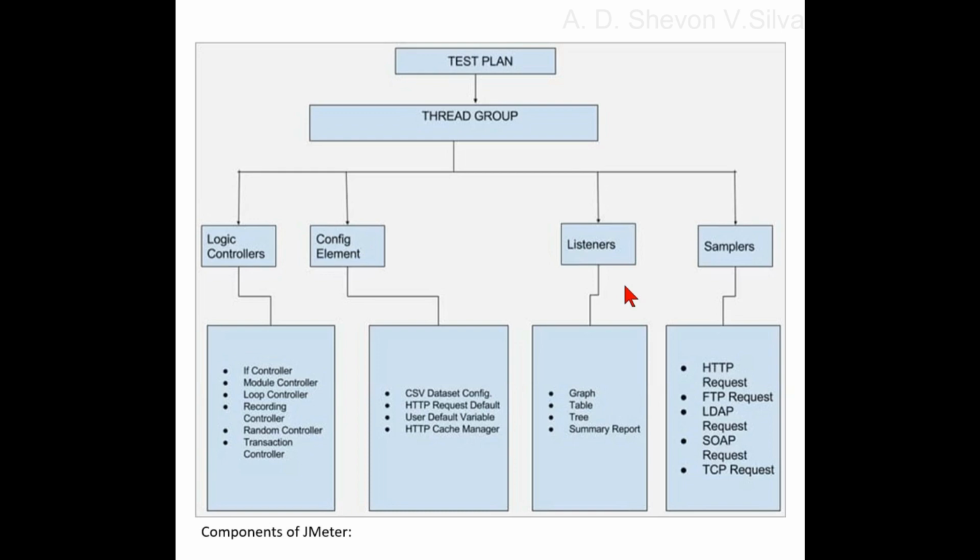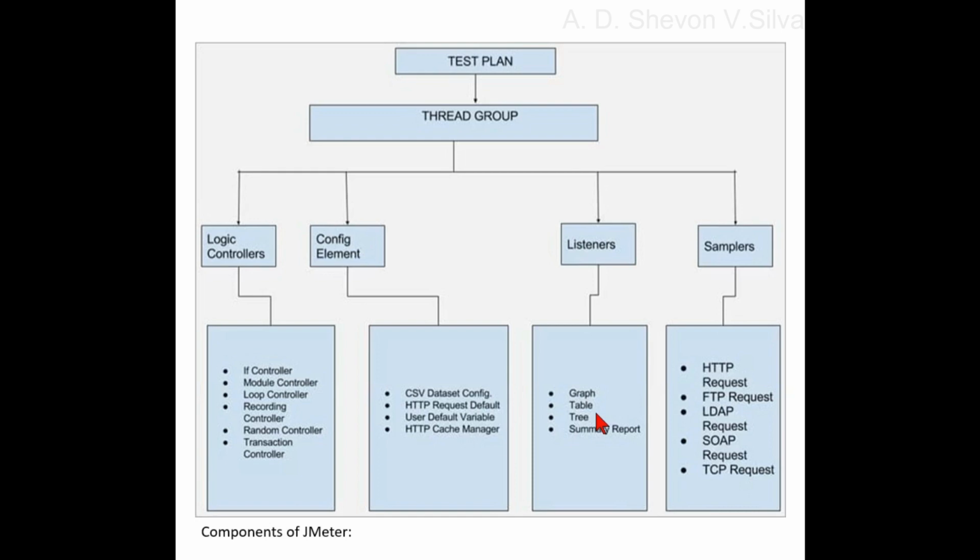We have around 15 listeners in JMeter, but the mostly used ones are table, tree, and graph. View result in a table. This is the most commonly used and easily understandable form of listeners. It displays the result in the form of a table with some important performance parameters.